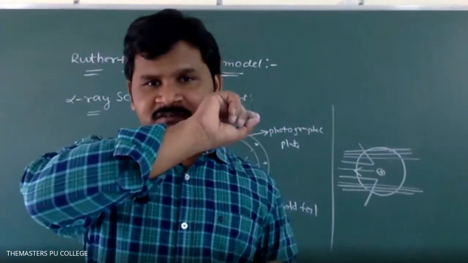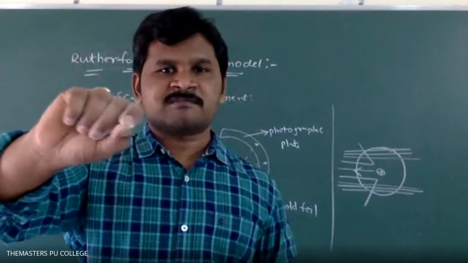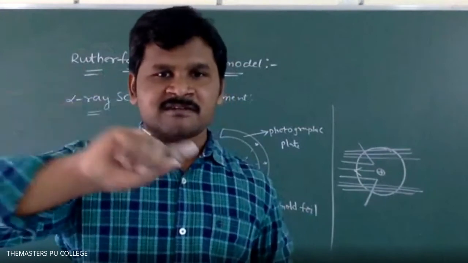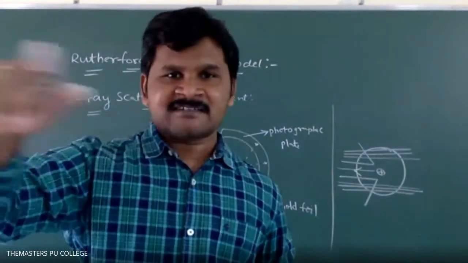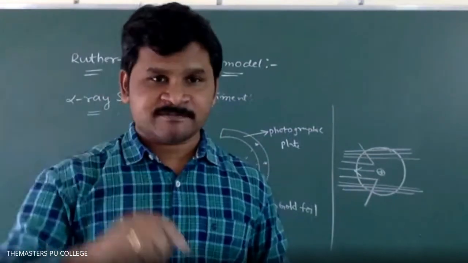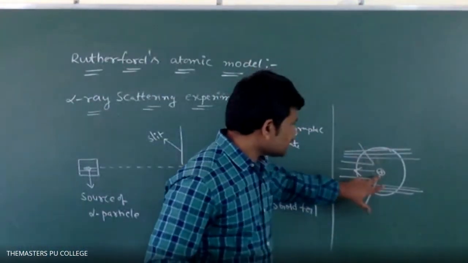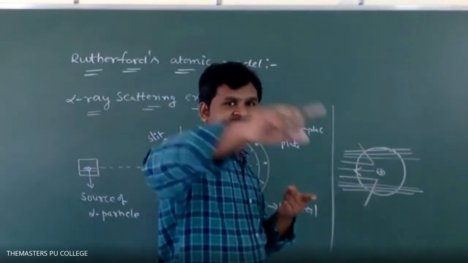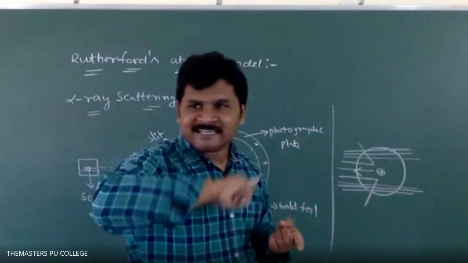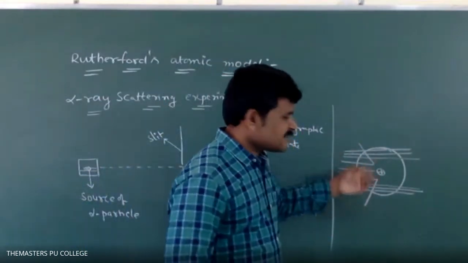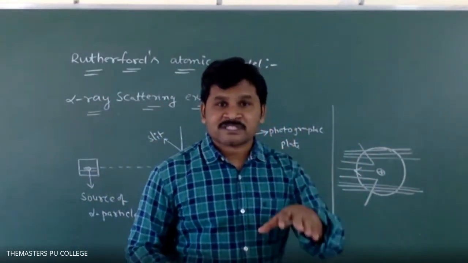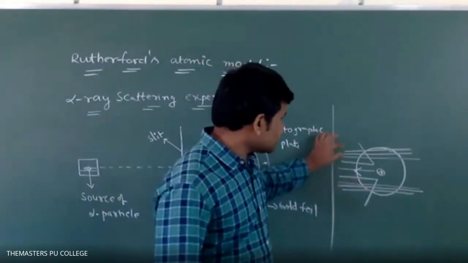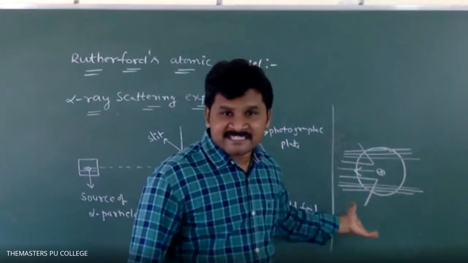If you move some nails through that ball, is it possible? Yes, we can pass the nails easily through that space. Imagine this is a ball, and something is there inside the middle of the ball. If you pass any rays, or cut, we can cut these parts easily. So what we can conclude is that most of the atom is empty. If most of the atom is empty, then only these particles can pass without any deviation.